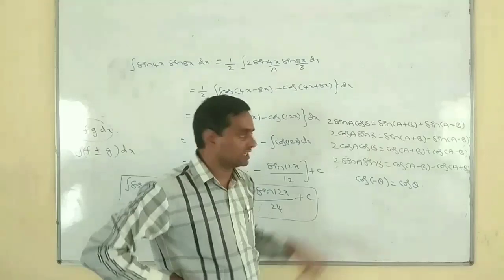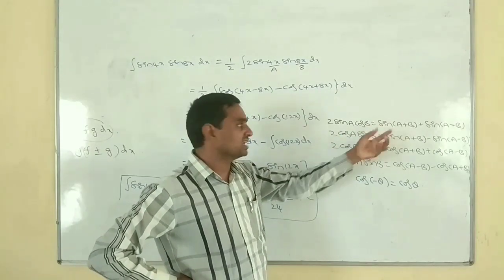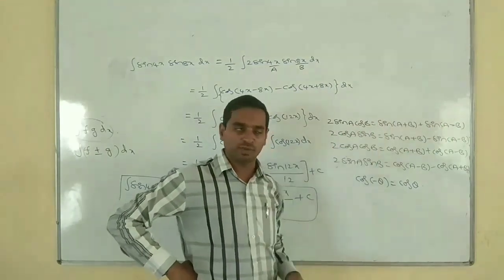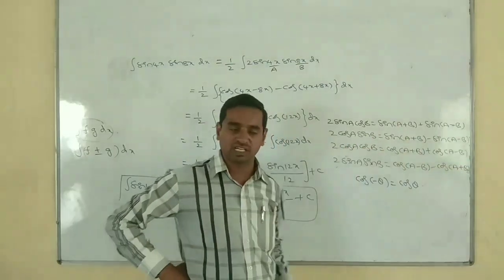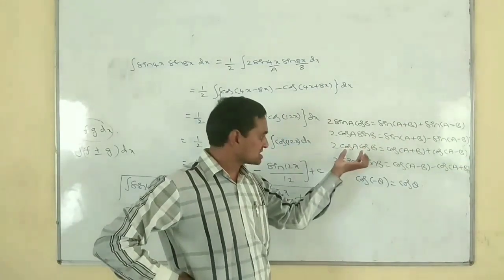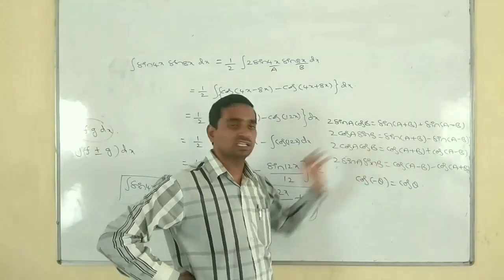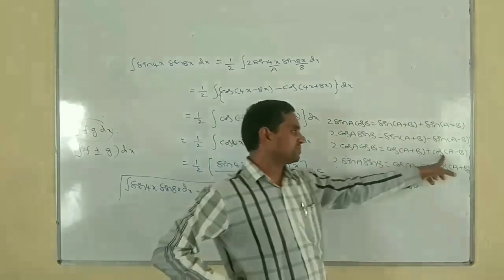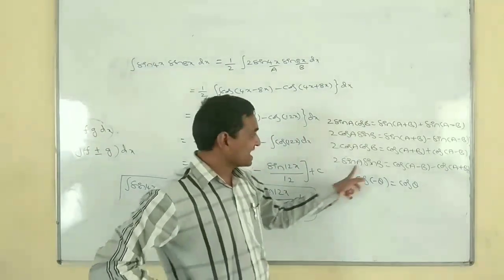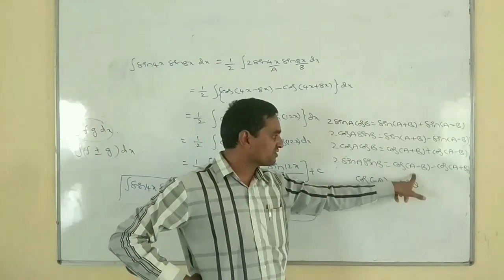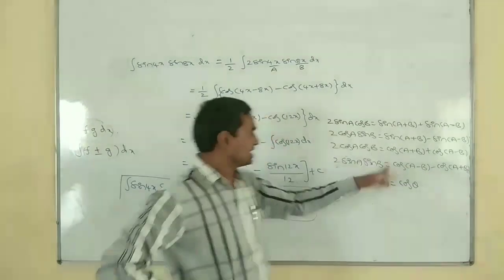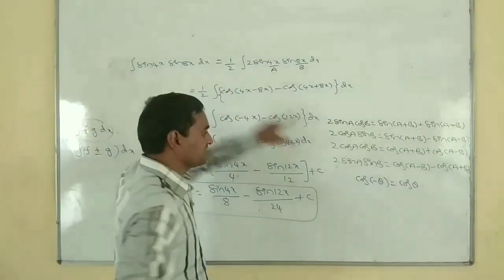There are four formulas. Sin cos gives sin of a plus b plus sin of a minus b. Cos sin gives sin of a plus b minus sin of a minus b. Cos cos, both the same ratio but different angles, gives cos of a plus b plus cos of a minus b. Sin sin, both the same ratio but different angles, gives cos of a minus b minus cos of a plus b. Here it is sin sin, so we can apply that.